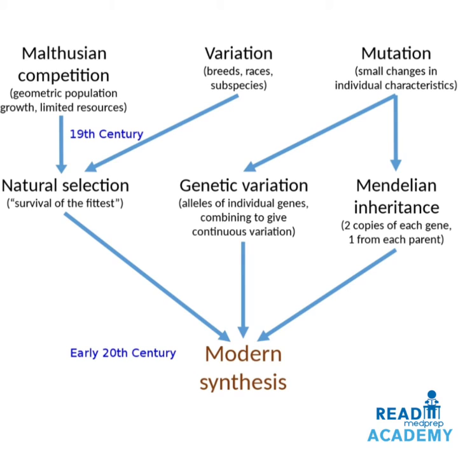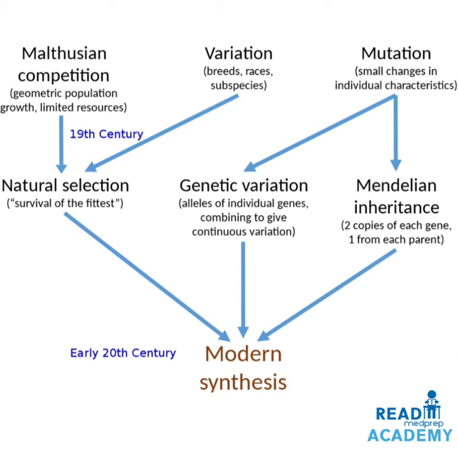To sum up the modern synthesis, Malthusian competition occurs, where geometric population growth and limited resources result in natural selection and the survival of the fittest. During the 19th century, this was proposed, where there was variation between the breeds, races and subspecies. Mutation, which was proposed by Hugo de Vries, where small changes in individual characteristics result in Mendelian inheritance, where two copies of each gene are obtained, one from each parent. And genetic variation occurs, where the alleles of individual genes combine to give continuous variation. Natural selection, genetic variation, and Mendelian inheritance in the early 20th century contributed to the modern synthesis theory of evolution.